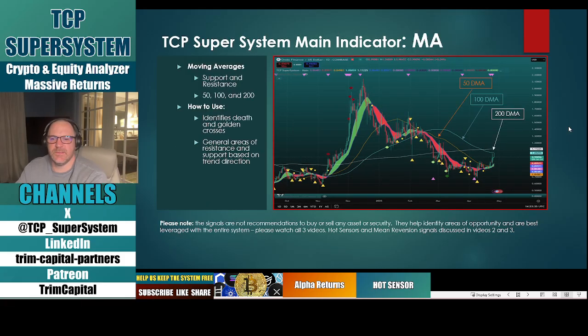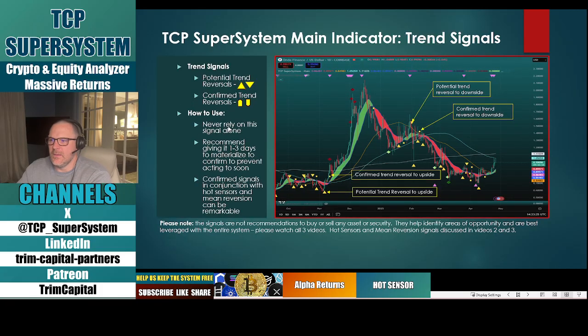Next, the moving averages. Again, you can see here the 3 lines that I mentioned a moment ago. It's going to be the 50-day, the 100-day, and the 200-day. And yes, clearly using the 50 and 200, you can look for the death crosses and the golden crosses. But our main purpose here is to use them as areas of potential support and resistance based on where we are in these trends. So that gives you an idea of how we leverage those. All right, then you're going to see what we call our trend signals. Those are those yellow signals.